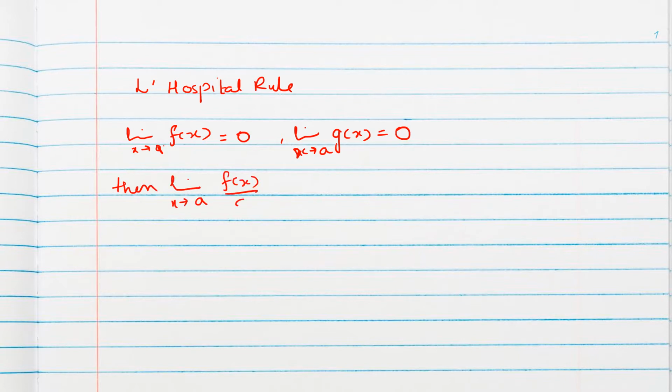It says that if limit x tends to a, f of x equals 0, and limit x tends to a, g of x is also 0, then limit x tends to a, f of x by g of x will be equal to limit x tends to a, f dash of x divided by g dash of x, equal to L. So that means suppose limit f of x and g of x is 0 by 0 form.